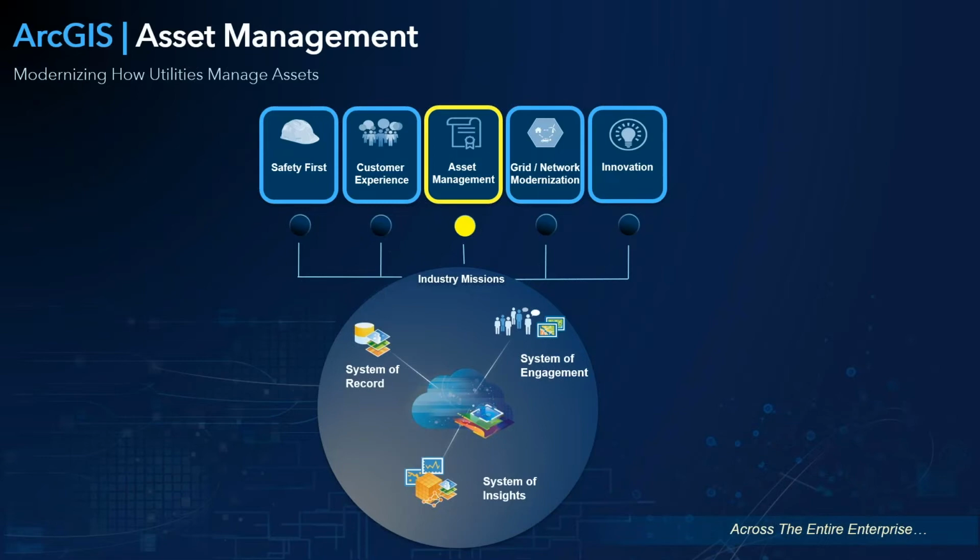Then we have this system of engagement, which is where we actually light up an organization through sharing and collaboration. And this is both internal to your organization and external to the stakeholders. Now, the final one is the system of insights, where you turn all this information into decision-making, and that's done through visualization and analytics.